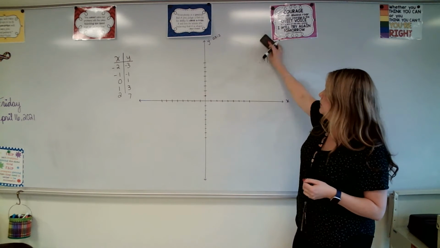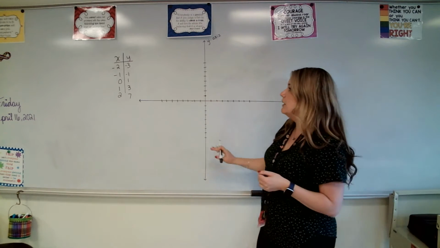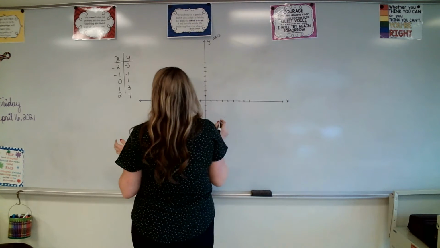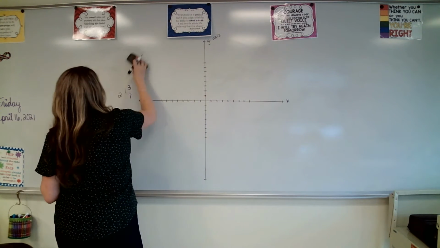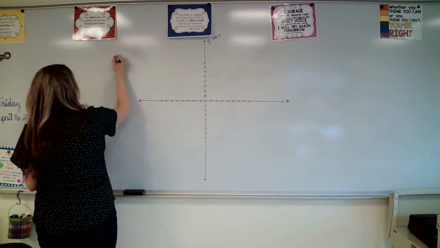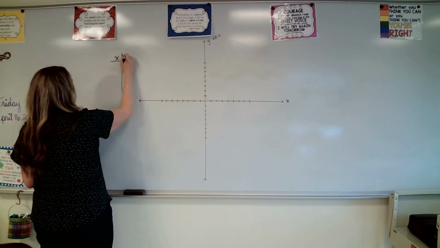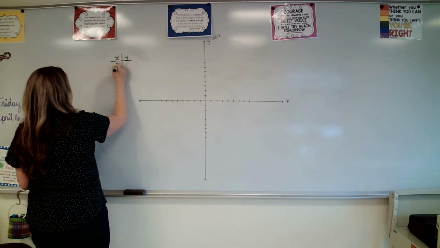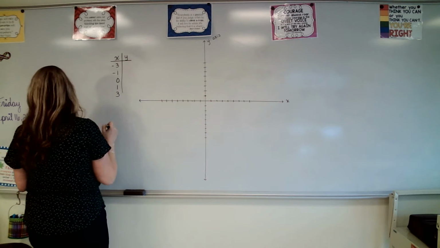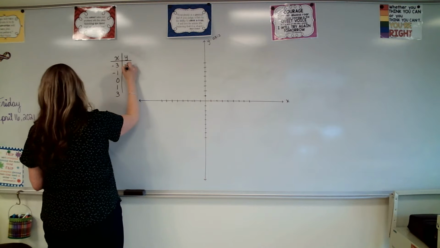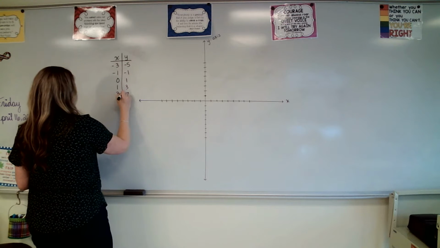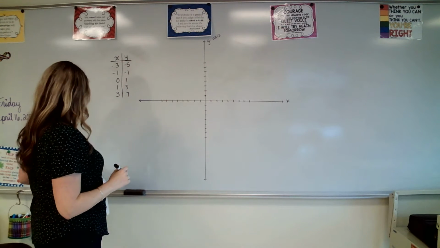So we're going to start talking about points that together make lines. Here I have a table that I'm going to graph each of the points on, and I'm going to see what happens. So let me write down my values. My x values are -3, -1, 0, 1, 3. My y values are -5, -1, 1, 3, and 7. So I'm just going to graph these 5 points.